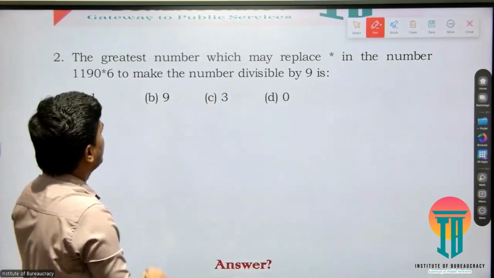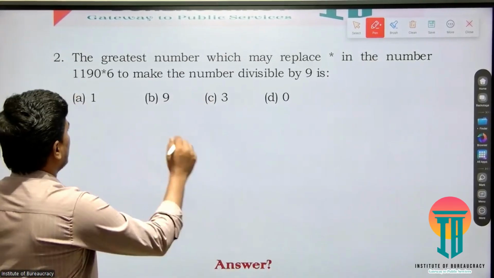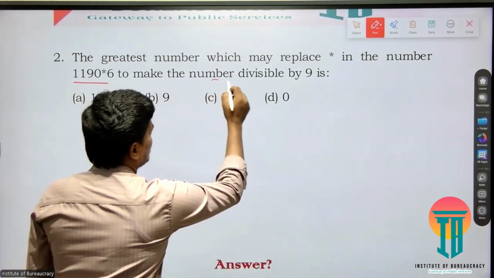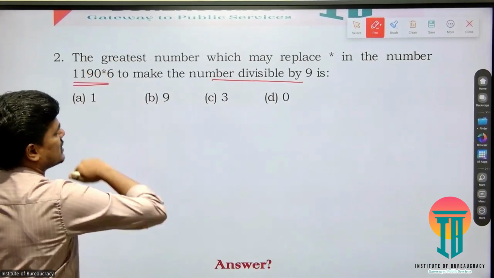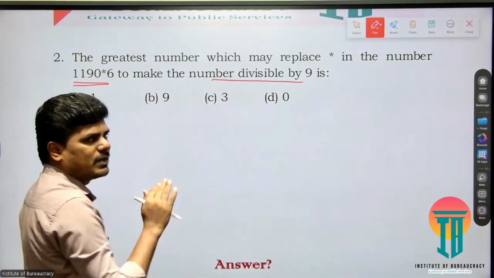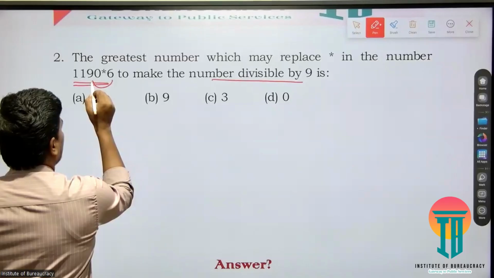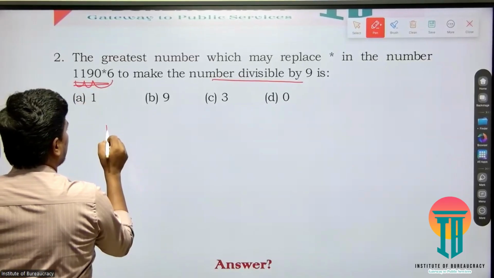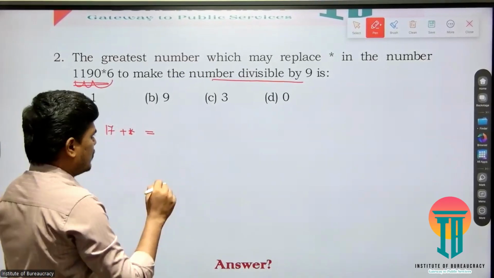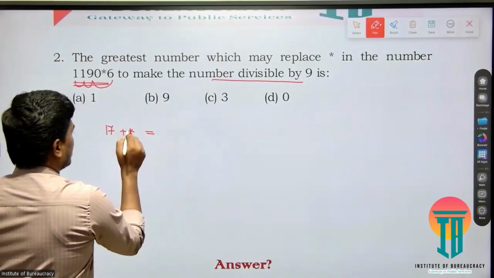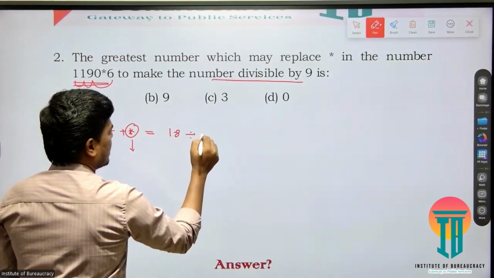Let's answer this question. The greatest number which may replace the star in the number to make it divisible by 9. In order to make this number divisible by 9, what is going to come in the place of star? Again, we are going to apply the divisibility test for 9. You have to add all the numbers. So it is going to be 15, 16, 17. We have 17 plus star. The answer should be a multiple of 9. Suppose in the place of star you write 1, it is going to become 18. 18 is of course divisible by 9.